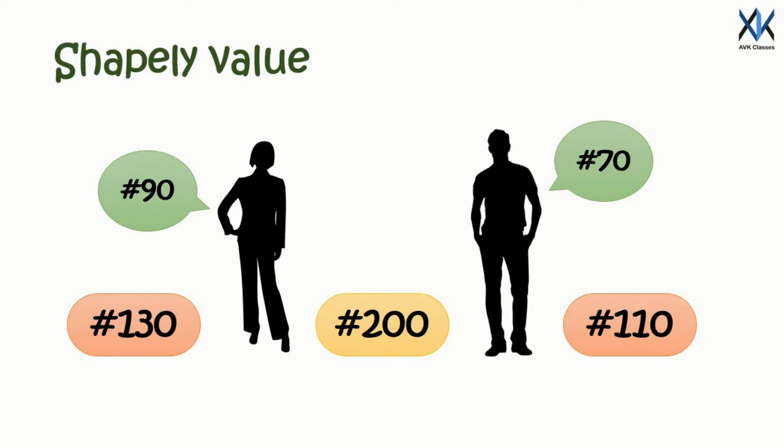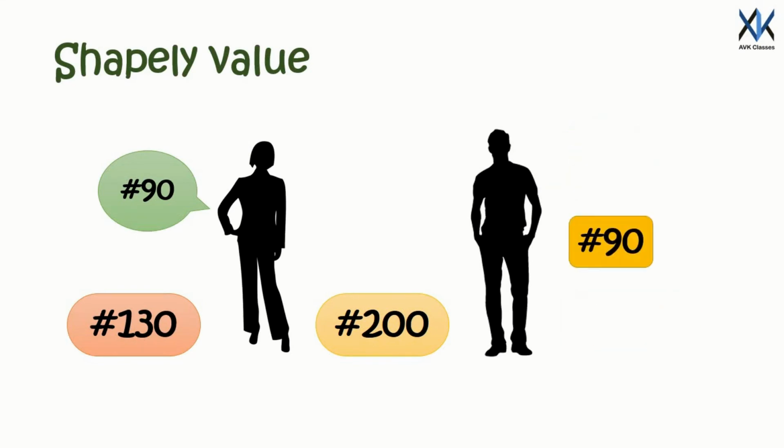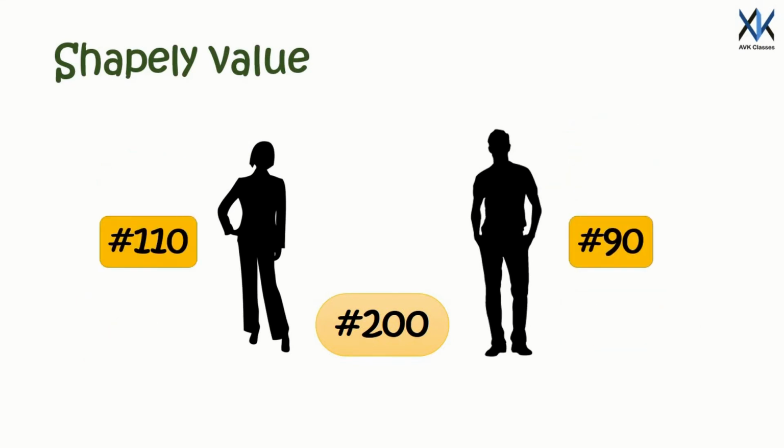So Matt's contribution to the coalition can be found by taking the average of 110 and 70, which is 90 cookies. Whereas that of Kim is 110 cookies. So Matt should get $90 and Kim $110. This model can be scaled up to a coalition of 1,000 members by finding the marginal value of each member and taking the average.